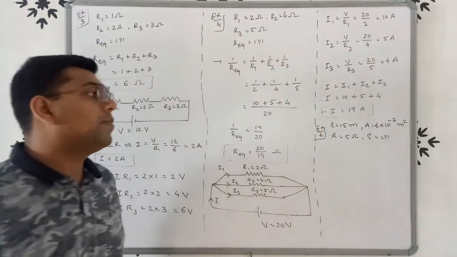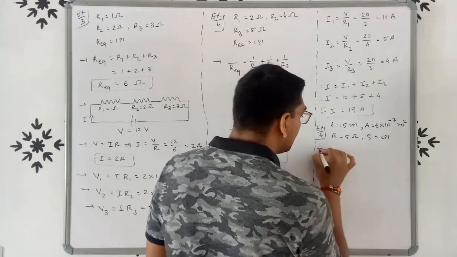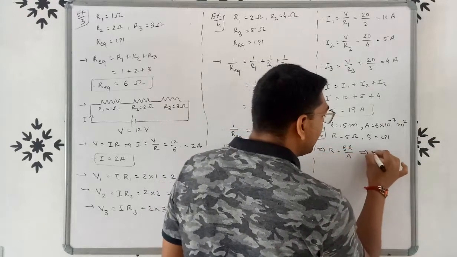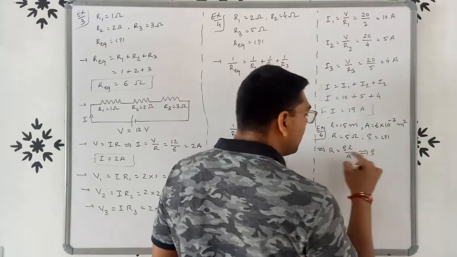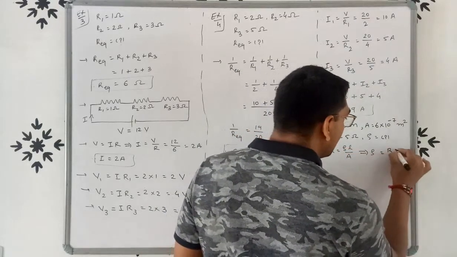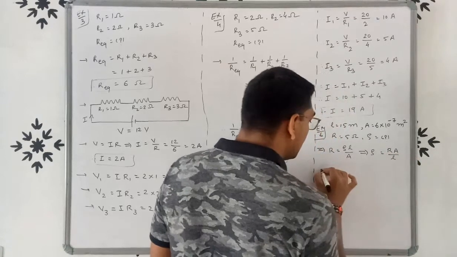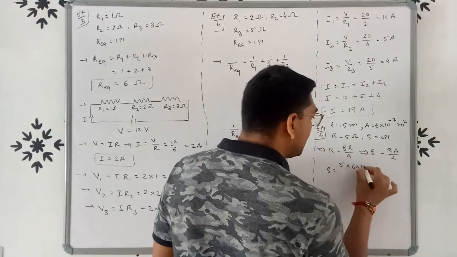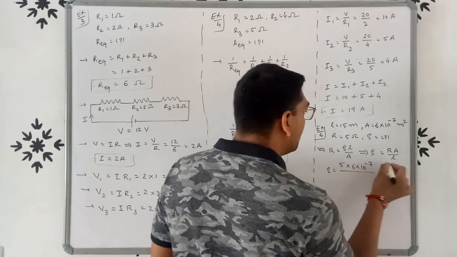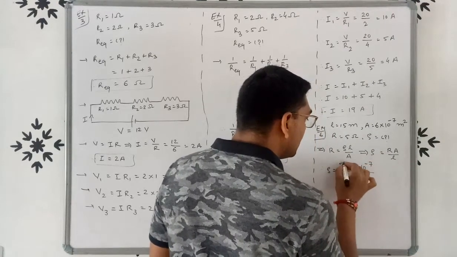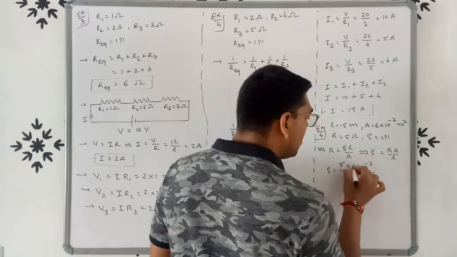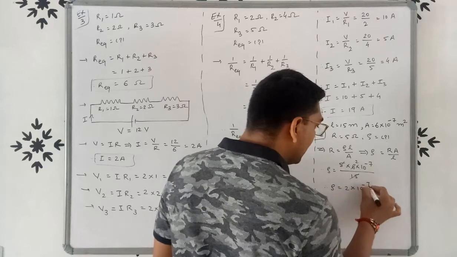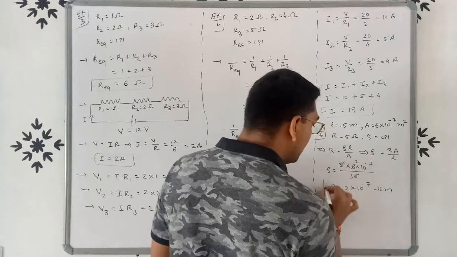So we know the formula, R is equal to rho L by A. So here we have to find out resistivity rho. If we formulate rho, then rho is equal to RA upon L. So rho is equal to the value of R 5, area 6 into 10 raised to minus 7 upon length 15. So here 5 into 3 into 2. So resistivity rho is equal to 2 into 10 raised to minus 7 ohm meter.